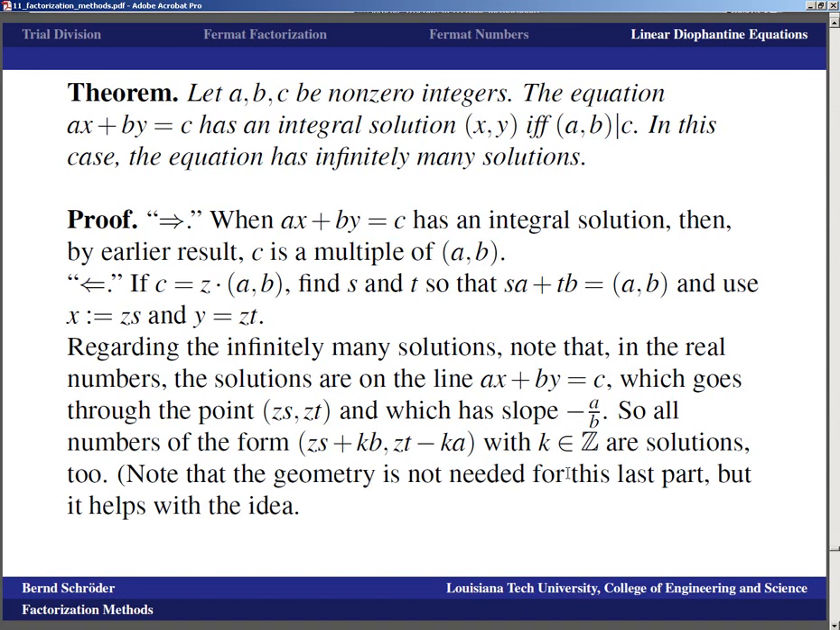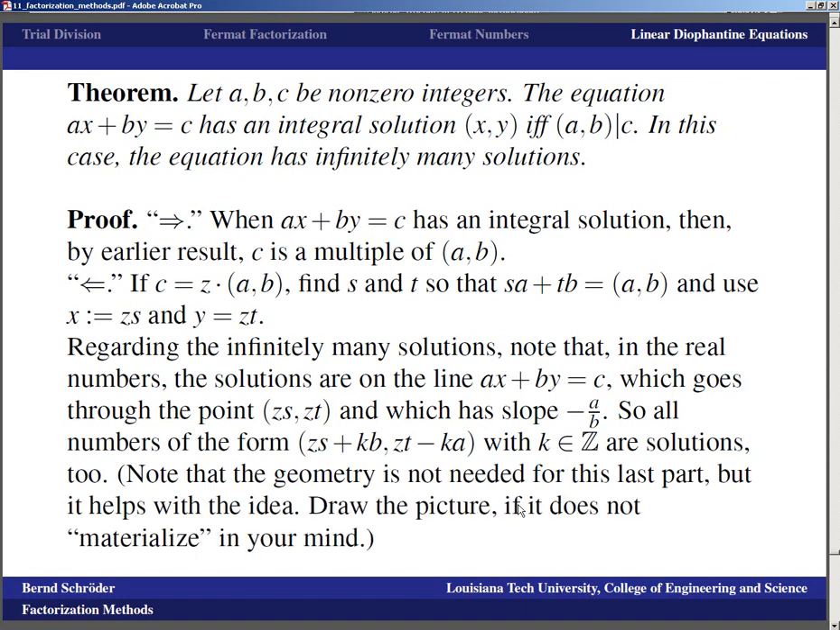Note that we really didn't need geometry for this last part, but it really helps with the idea to just draw the picture, and I recommend you draw that picture if it does not simply materialize in your mind. The interesting thing here is that every so often even number theory connects to geometry, and you want to work out those pictures for yourself.